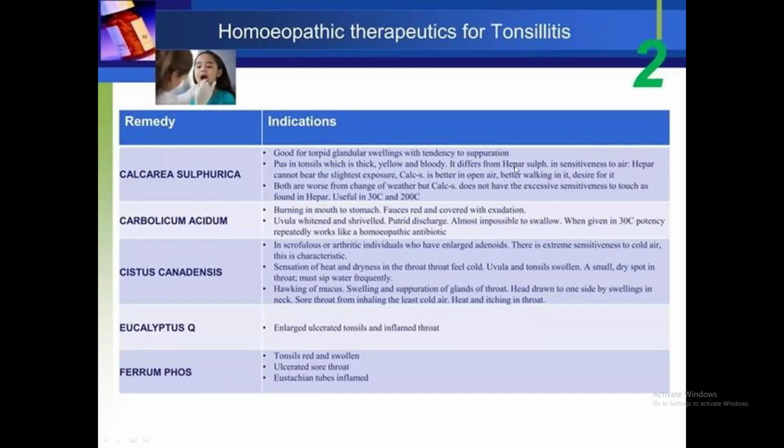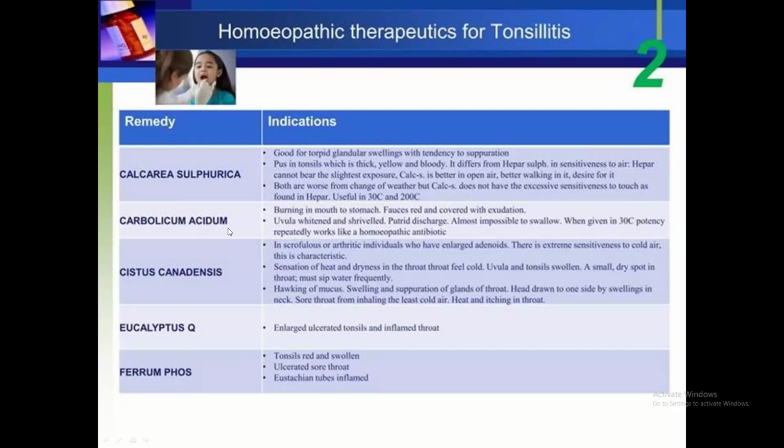It differs from Hepar sulf in the sensitiveness to the air. Hepar sulf cannot bear the slightest exposure, but Calcarea sulf is better especially in open air, better walking in it, and desires it. Both are worse from change of weather, but Calcarea sulf does not have the excessive sensitiveness to touch which is found in Hepar sulf. Usually, we give either 30 potency or sometimes 200 potency.